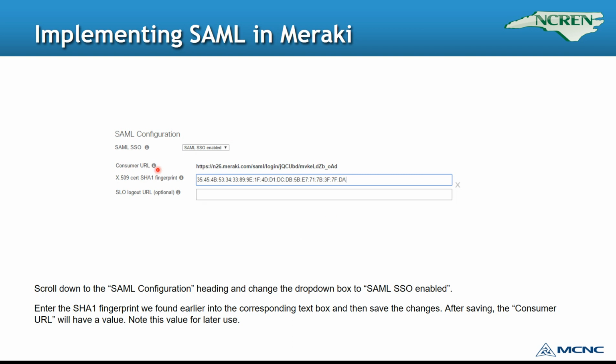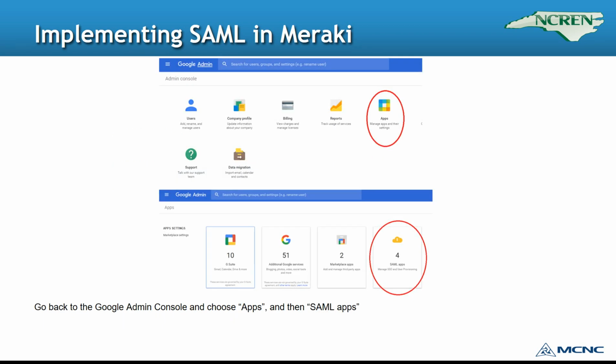Initially, the consumer URL will be blank. But you'll see these boxes here. And so you're going to paste in that fingerprint or thumbprint that you just copied. And then you're going to hit save. Once you've saved it, then this consumer URL will pop up. And so you're going to copy that. And then we're going to go back into the Google admin console.